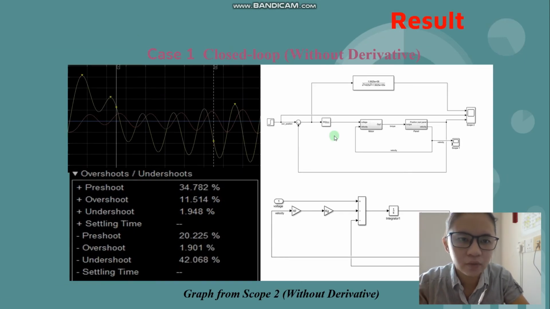The second one is also from case 1, closed loop without derivative, but from scope 2. So this is the graph. Here it shows the overshoot is still above 10%.